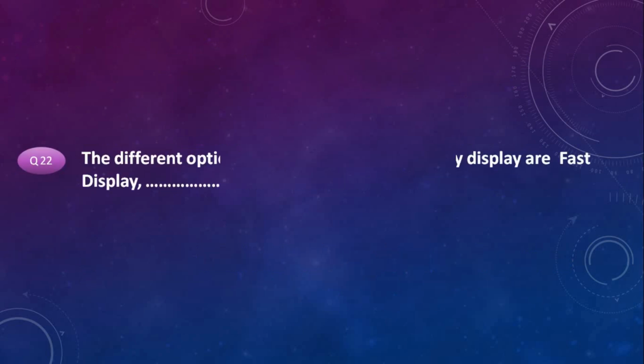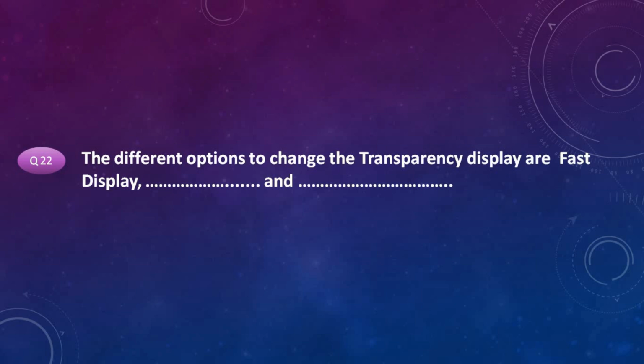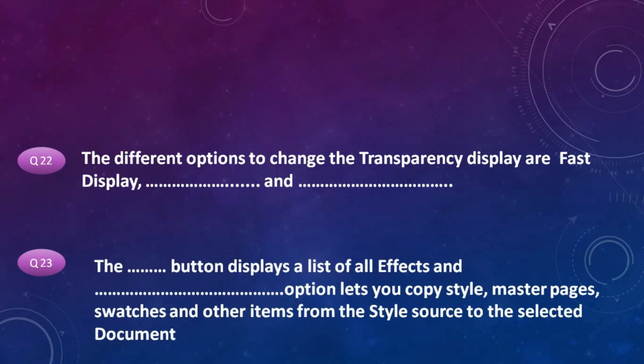The next question. The different options to change the transparency display are fast display, dash and dash. The next one, dash button display a list of all effects, and dash option lets you copy style, master pages, swatches and other items from the style source to the selected document.